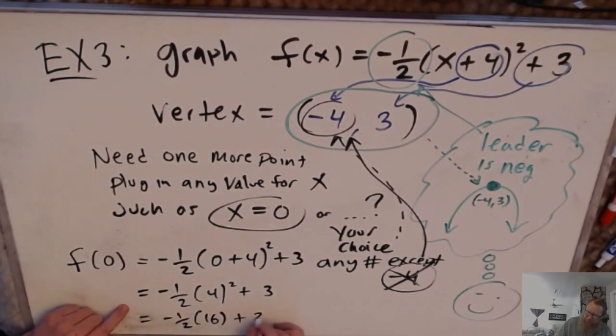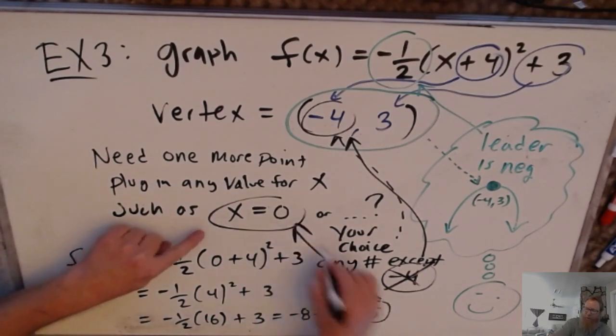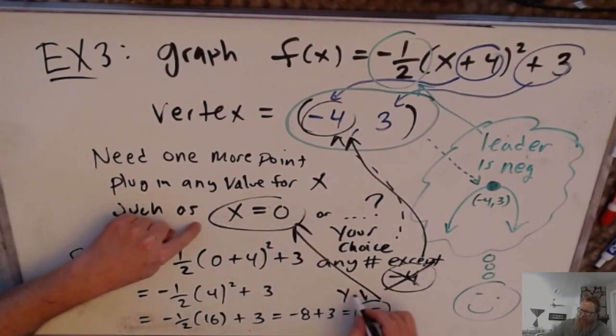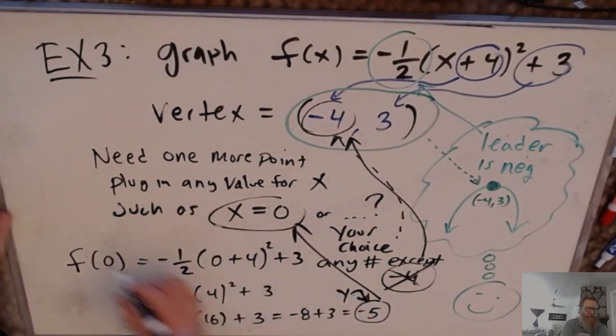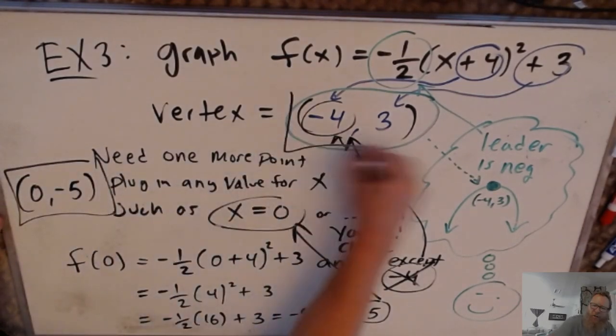All of this should be just basic arithmetic. If you have to use your calculator, you can. So you're going to get -5. So these points go together. This is x and this is y. So x is 0 and y is -5. So you got 0, -5. And that's all you need.